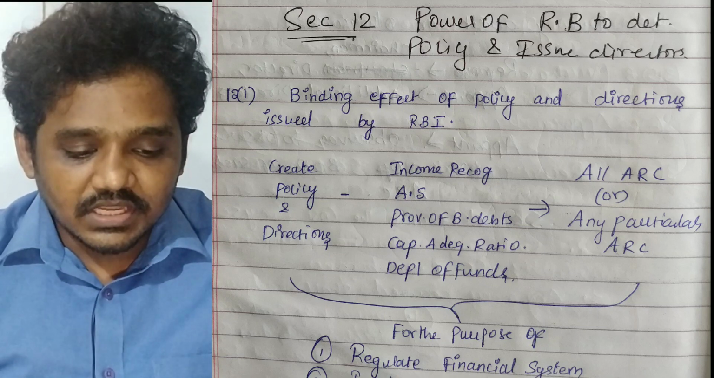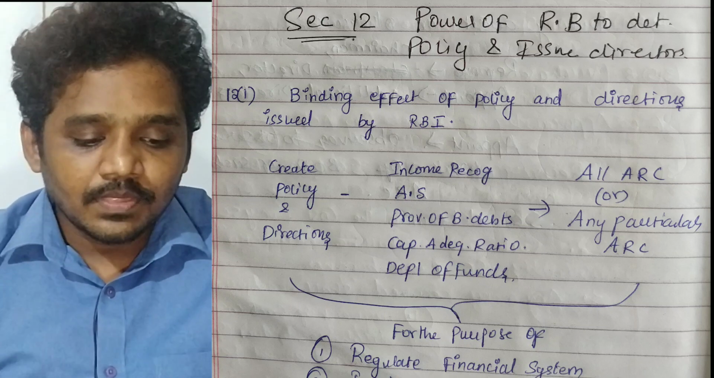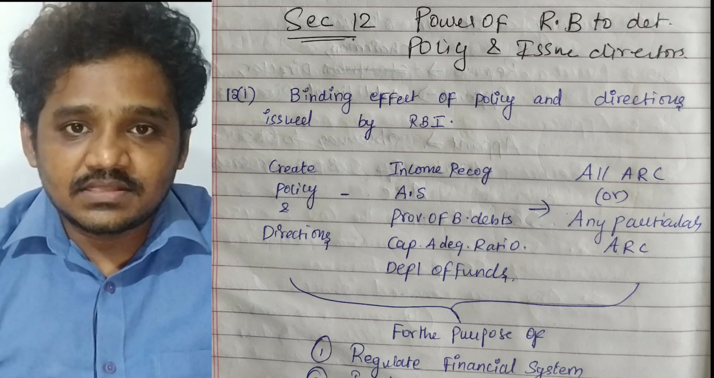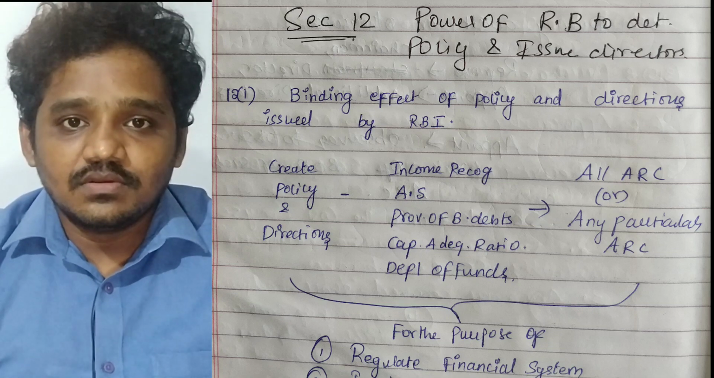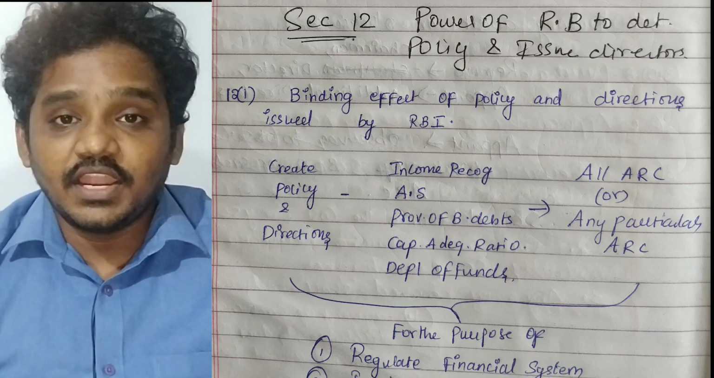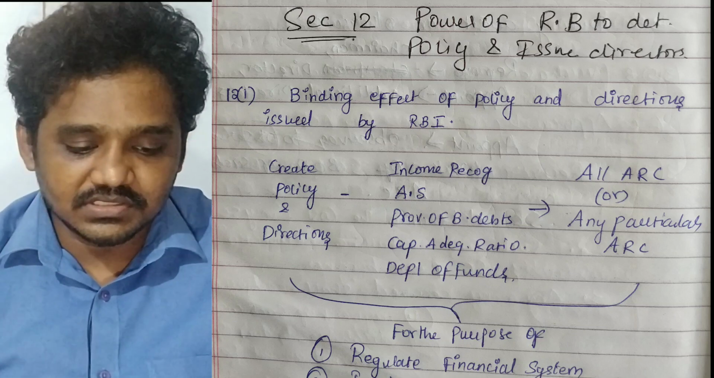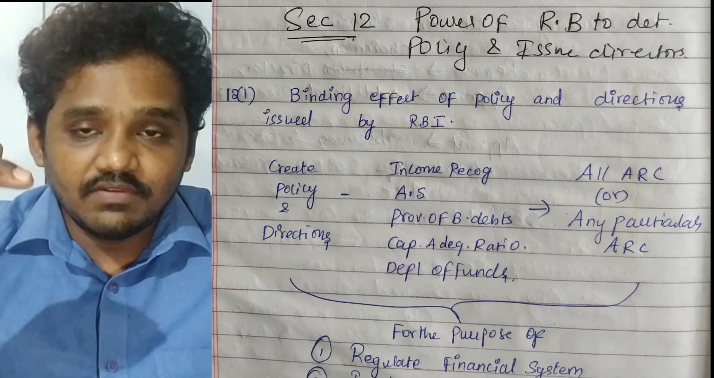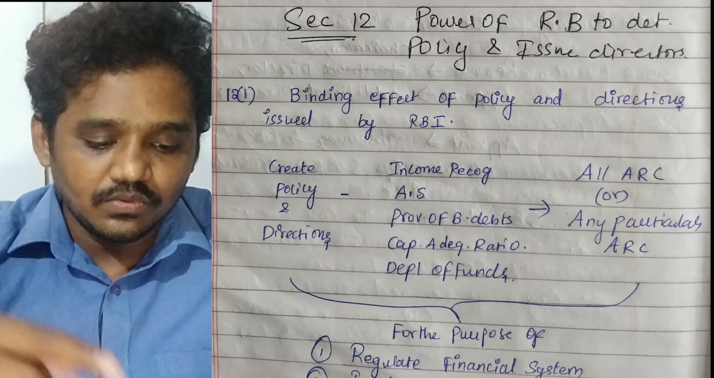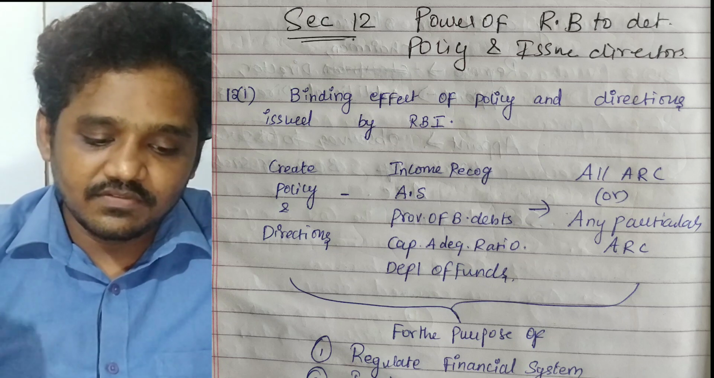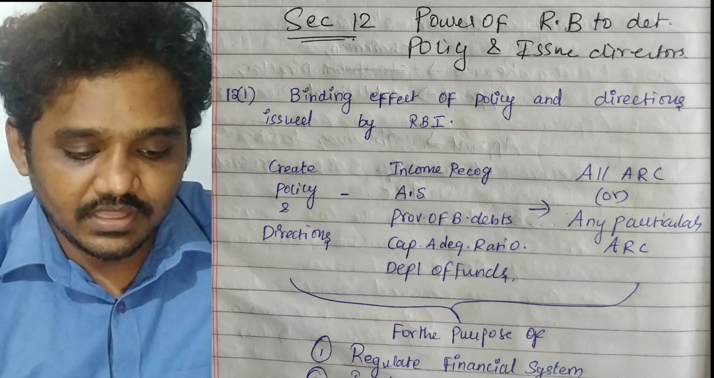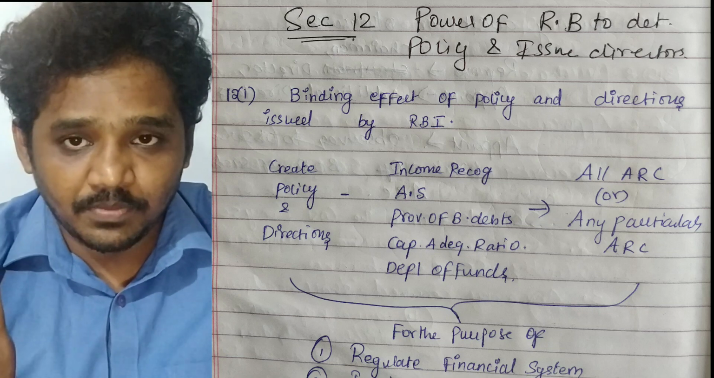So now section 12.1 relates to what powers RBI has relating to these scenarios. First thing is RBI will create policies as well as procedures, and give proper directions, and they will create policies relating to these 5 categories. Relating to income recognition, they will create policies and procedures and give proper direction.